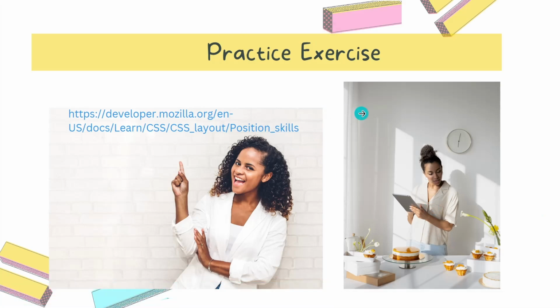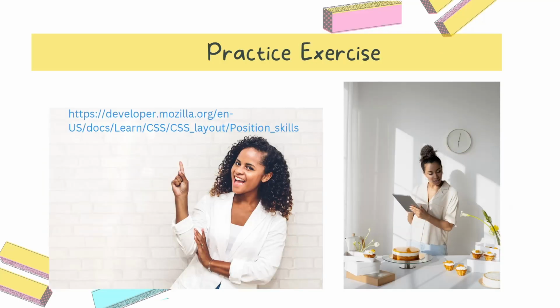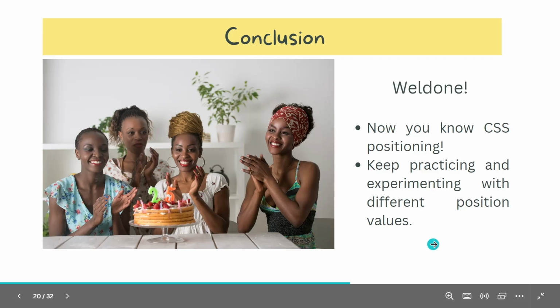So practice exercise. You can put all this together and create a fun layout where each element uses a different type of positioning. Practice and have fun with it. Share your work with me in the comment section. I would really love to see it. And there you have it, a simple and fun way to understand CSS positioning. So play around with this and see how you can make your web pages look even more awesome. Well done. Now you know CSS positioning. You can come join them, have the cake, or keep practicing and experimenting with different position layouts.